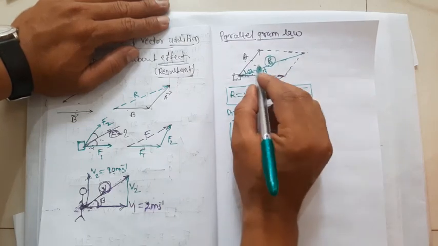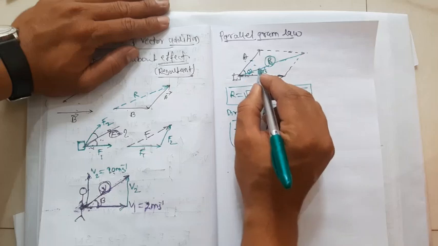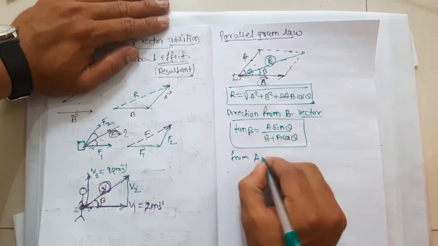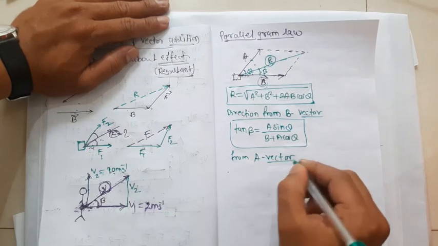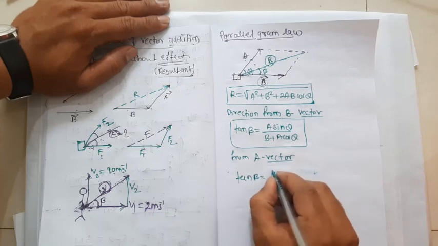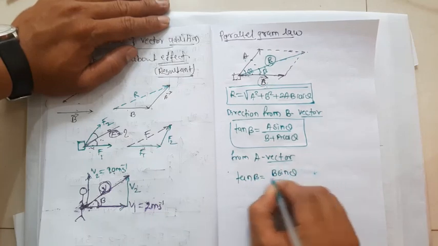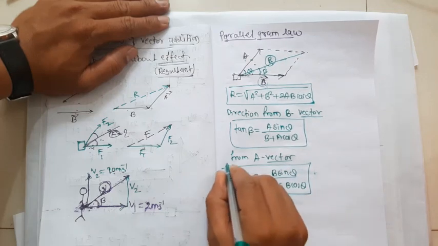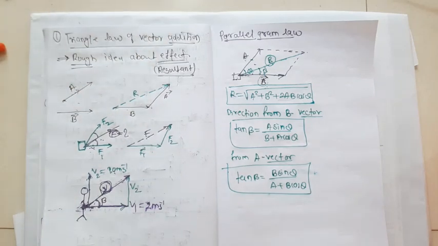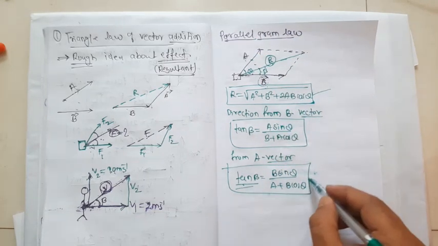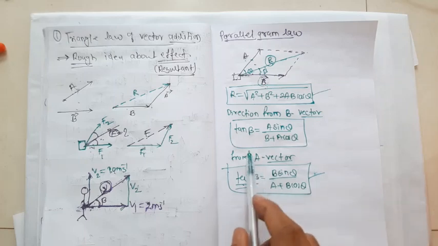You have to make it theta minus beta, then automatically you will get this angle. But still, if you want to find out directly from A, the angle from the A vector, then if that angle is beta, tan beta becomes B sin theta divided by A plus B cos theta. So this is the resultant direction. So from the parallelogram law you will get by how much force, and by direction you will get this much. Direction will be given by tan beta.